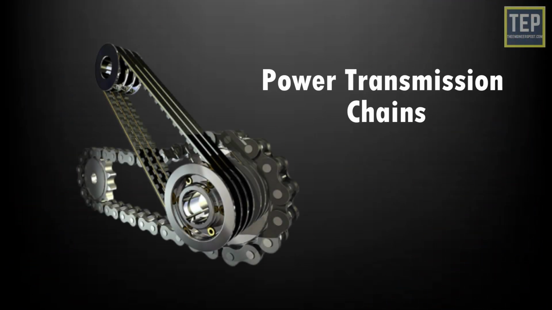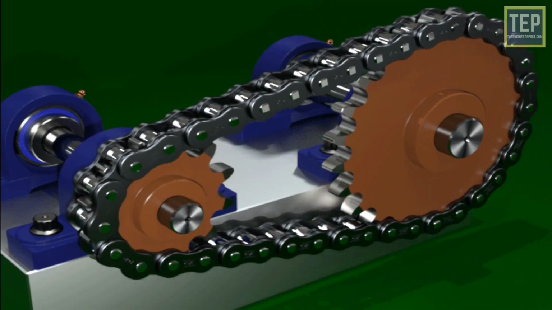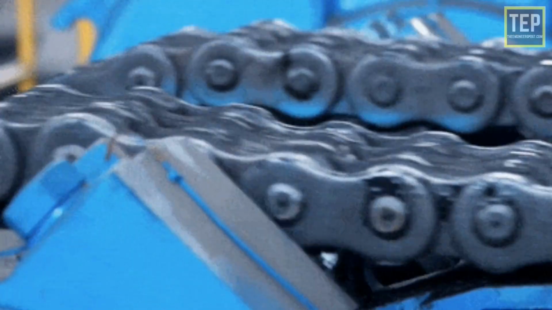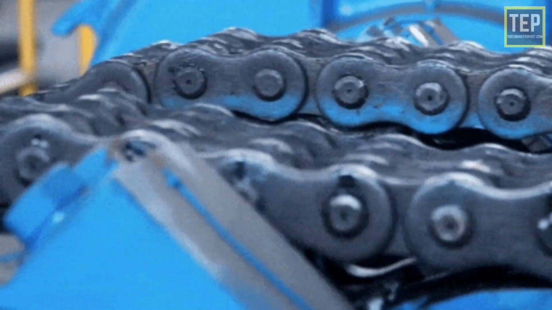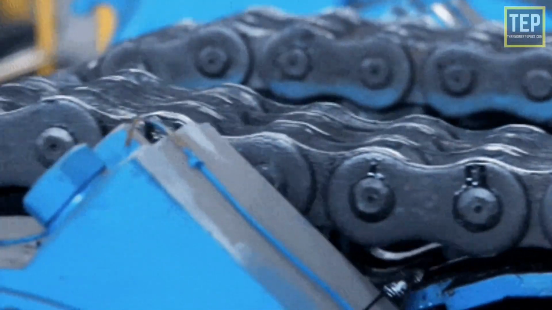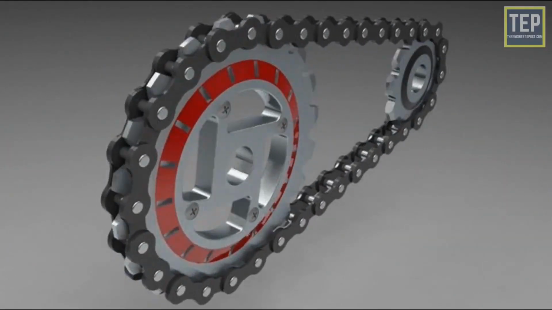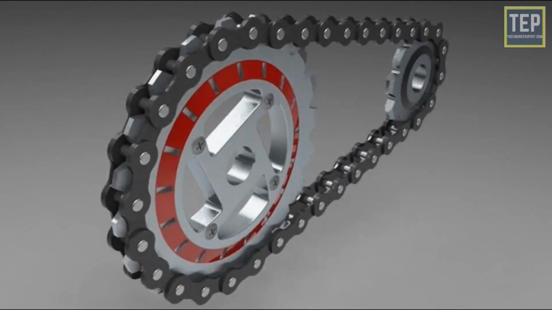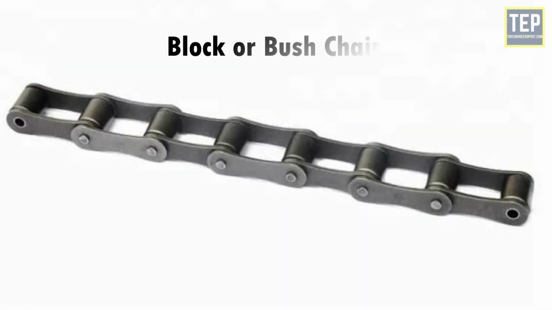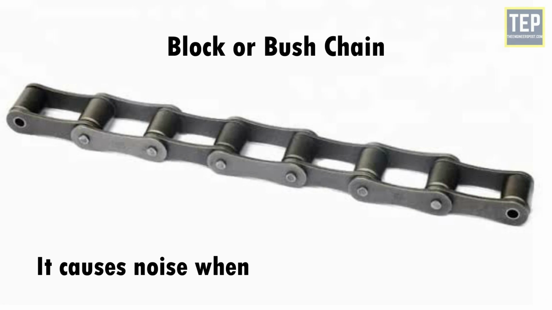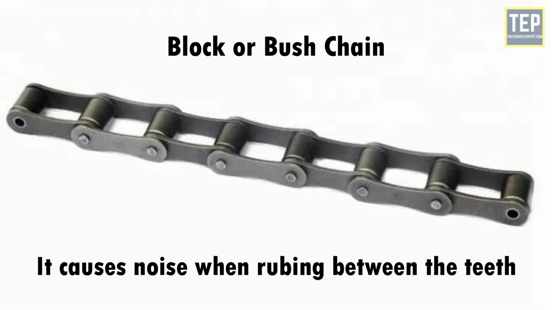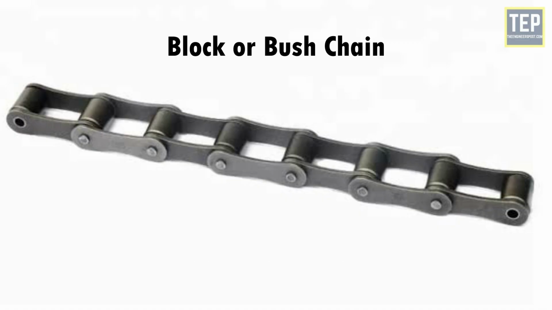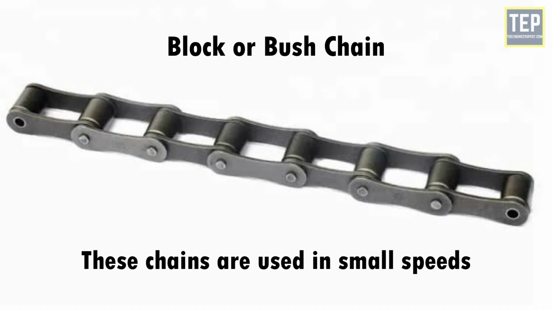Power transmission chains are used for the transmission of mechanical power when the distance between the centers of shafts is short. These chains have provisions for efficient lubrication. This type of chain has greater accuracy and can easily run over the sprocket. The power transmitting chains are of the following types: block or bush chain. This type of chain was used in the initial stage of development in power transmission. It causes noise when rubbing between the teeth and the link when the sprocket is near or exiting the teeth. These types of chains are used to some extent at small speeds as conveyor chains.